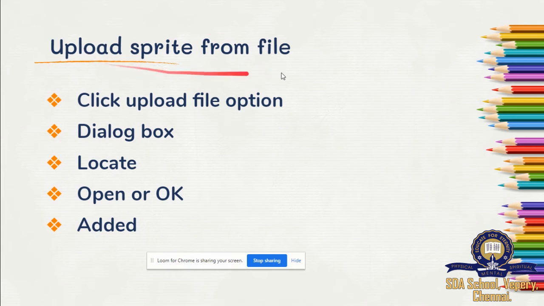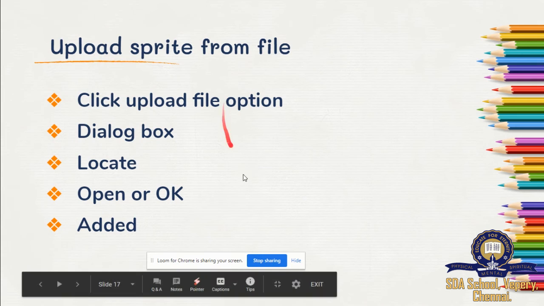Okay. Next one, upload sprite from file. You have to click this option first. Then a dialog box will appear where all your photos and whatever you have downloaded will be shown there. Then from there you can locate any one image, for example. Then open it and click OK. Your new sprite will be added. We'll see how to do it.